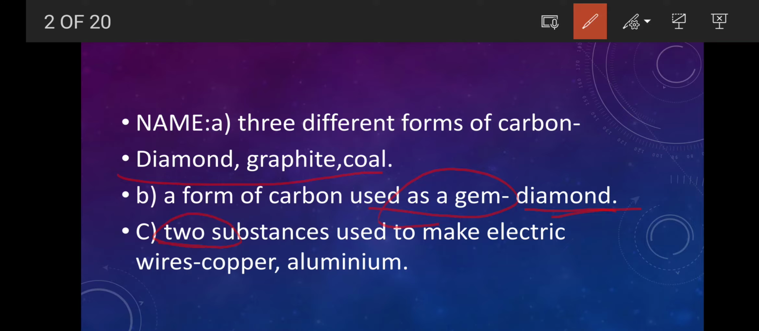Now the next question is: name two substances used to make electric wires. Electric wires means that the substance should have the property to conduct electricity. I have discussed this in my previous video. The answer is copper and aluminium. They are good conductors of electricity.